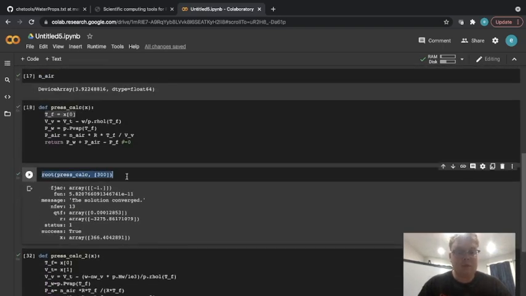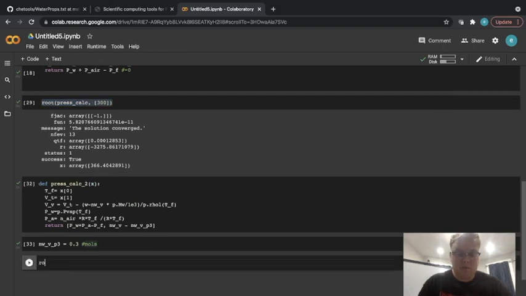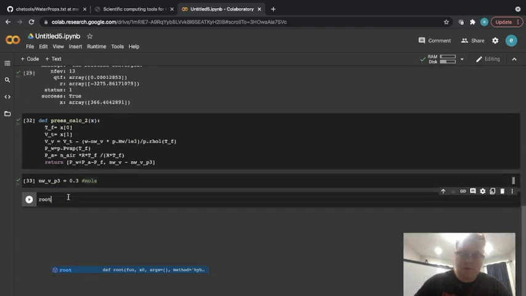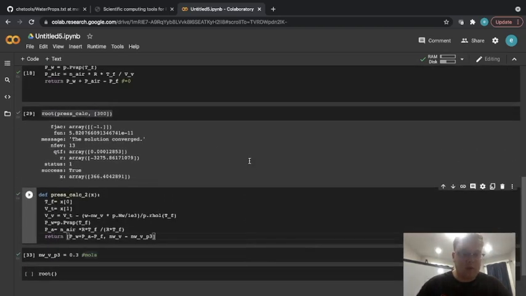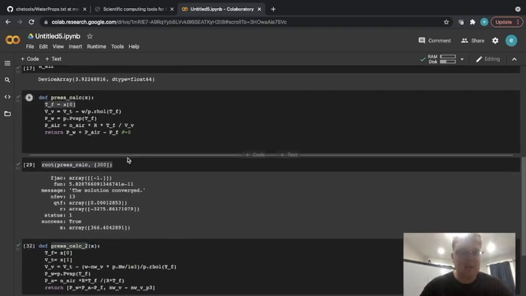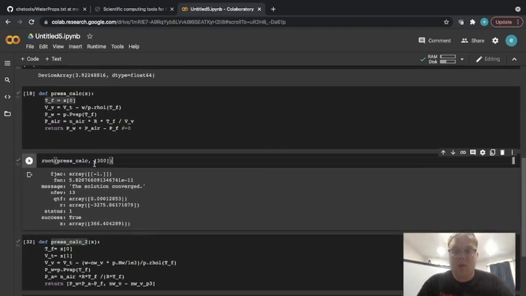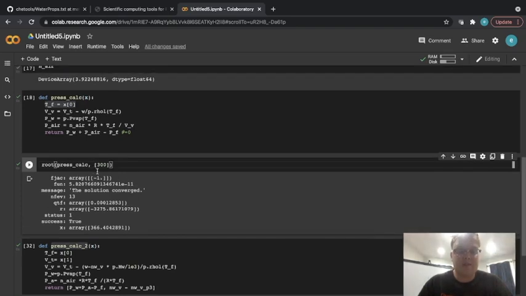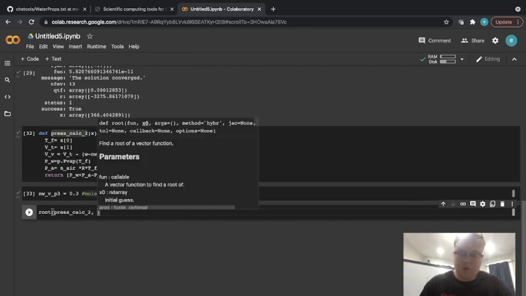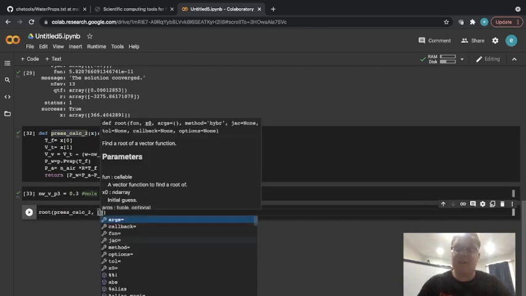Well, I use my root tool. So root, and how did I do it up here? Root of, now I'm going to be doing root of this problem, pressure calculation 2. So I'm just going to copy this in here. Pressure calculation 2. And just like I had to do up here, my unknown was the final temperature. But here I have two unknowns. So I still need to provide a guess for the first unknown, and now I need to provide a guess for the second unknown.